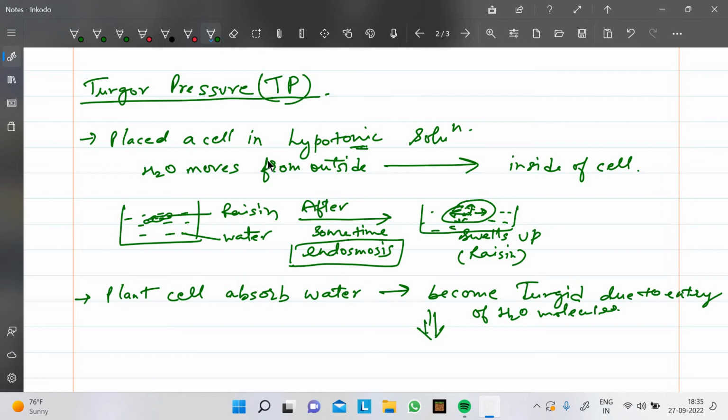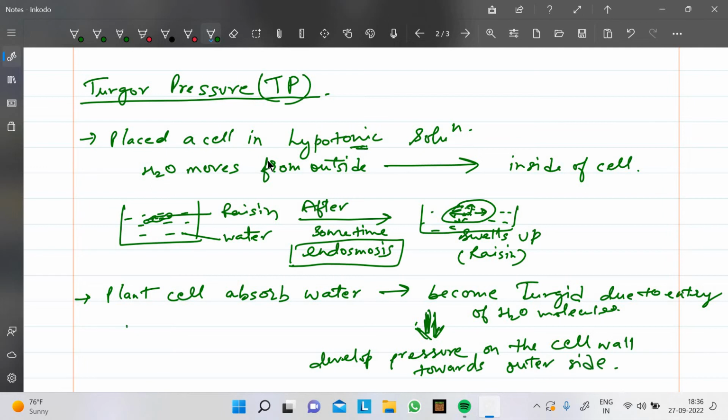This entry of water molecules develop pressure on the cell wall towards किस direction में? Towards outer side. Means if this is the cell, water आया तो water इस तरफ pressure लगाएगा ये. That pressure is called Turgor pressure. Clear?